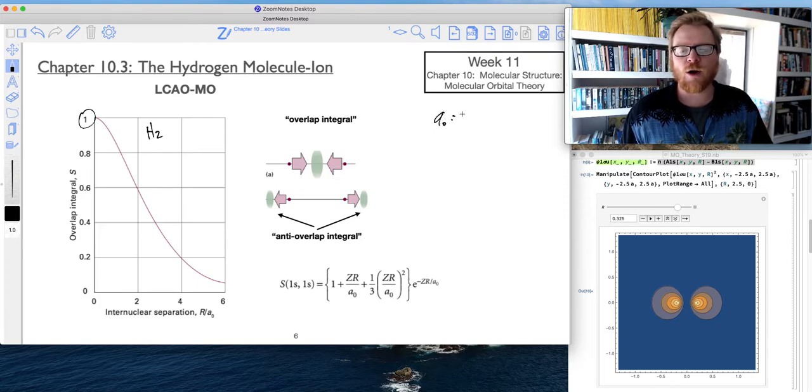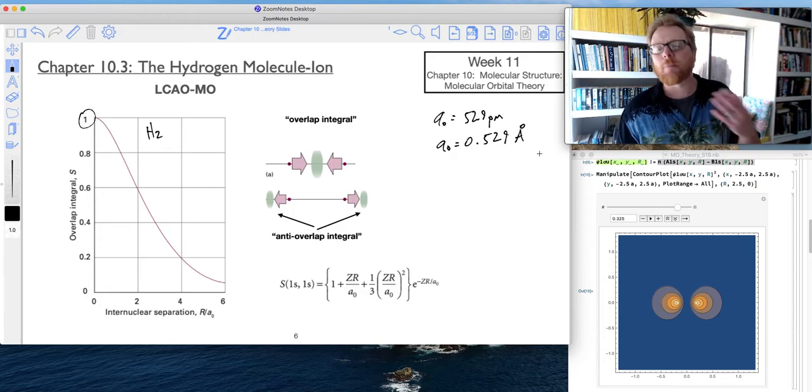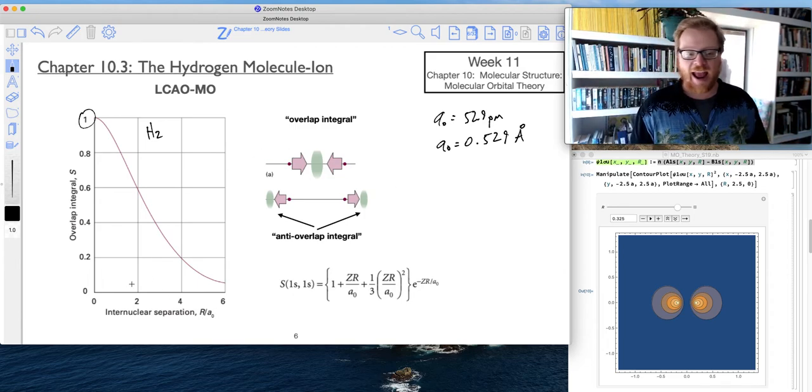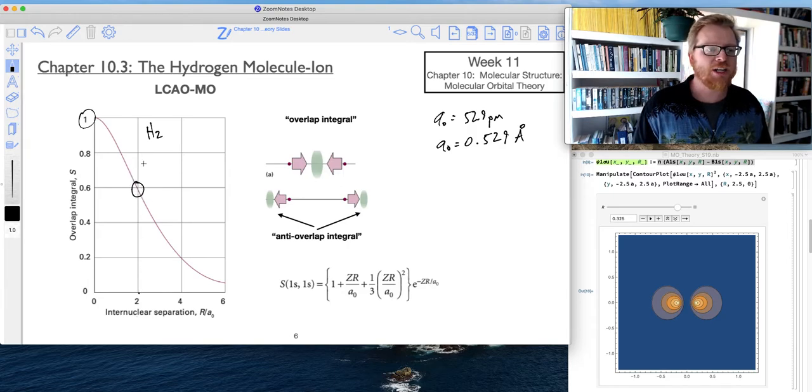So a0 equals 52.9 picometers, which is 0.529 angstrom. And so the bond of H2 is roughly 1 angstrom. So you can see this R divided by a naught, when it's right around 2, right, that's about 1 angstrom of separation between the two nuclei. And so for H2, our sweet spot is right there. So that's about 0.6 or so overlap.